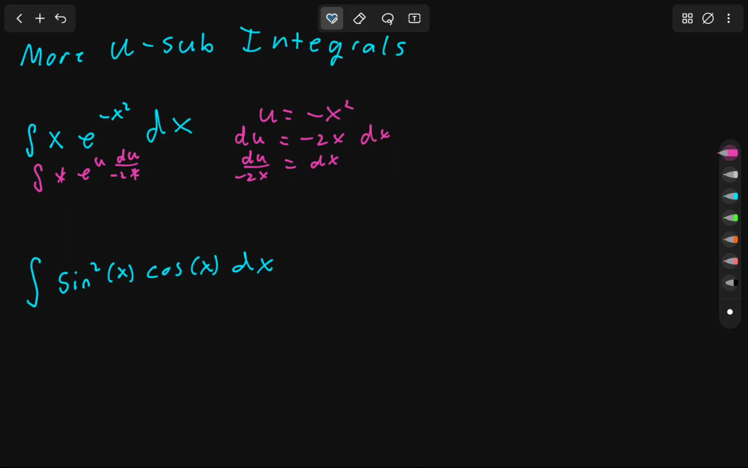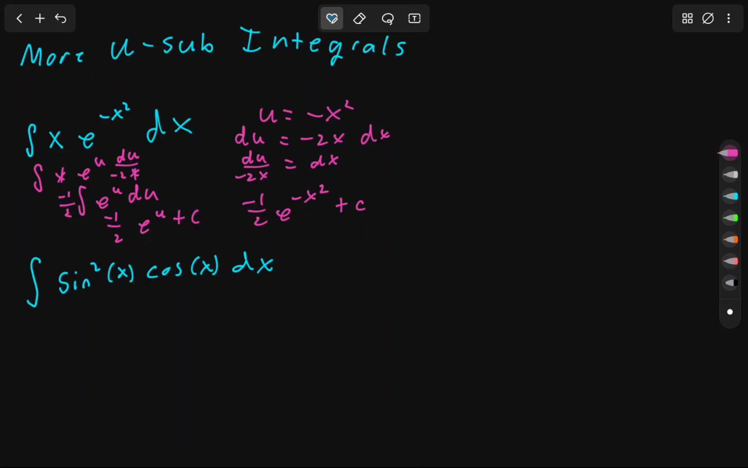So this is really just the same thing as negative 1/2 times the integral of e to the u du. Well, the integral of e to the u is just e to the u. So we get e to the u plus c. But we can't forget, we have to plug in our original. So we get negative 1/2 e to the negative x squared plus c. And that is our solution to the integral.